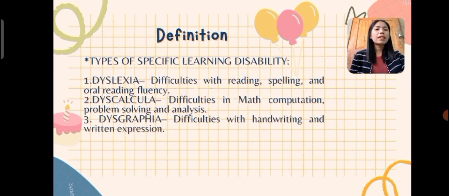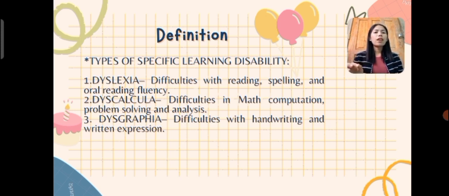So, we have the three types of specific learning disability. First, we have dyslexia. When we say dyslexia, the child has difficulties with reading, spelling, or oral reading fluency. So, the child cannot read fluently kay inigbasa niya sa word magbaylo-baylo ang mga letters. Also, dili siya makaspell og tarong, dili siya makabasa og tarong.